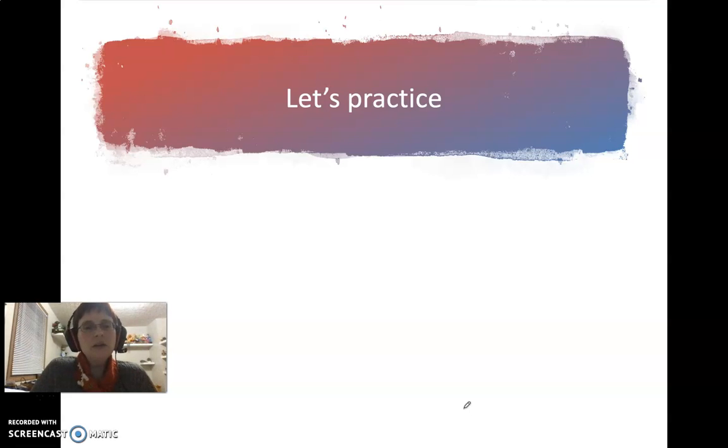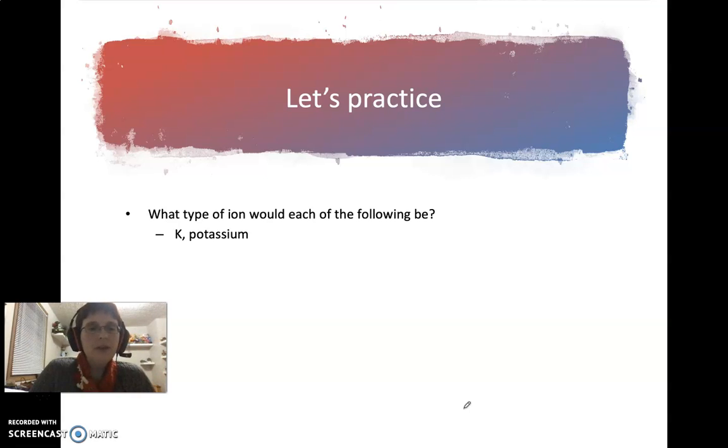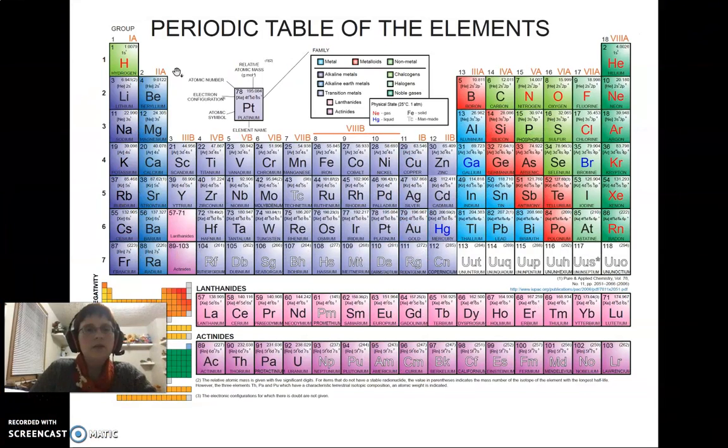So let's just do a little bit of practice. Get out your periodic table if you don't have it out, and let's take a look at what type of ion each of the following elements become. So the first one is potassium. So find potassium on your periodic table and figure out what type of ion that would become. So let's look. So potassium is right here.